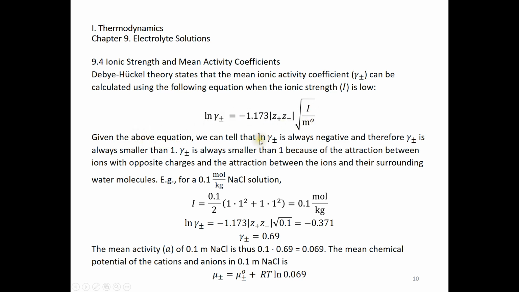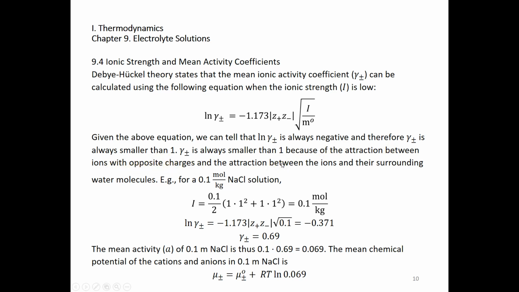Given the above equation, we can tell that the natural logarithm of the activity coefficient is always negative. So you see the negative sign here, and everything else is positive. So this gamma plus minus is always smaller than 1. This mean ionic activity coefficient is always smaller than 1 because of the attraction between the ions with opposite charges.